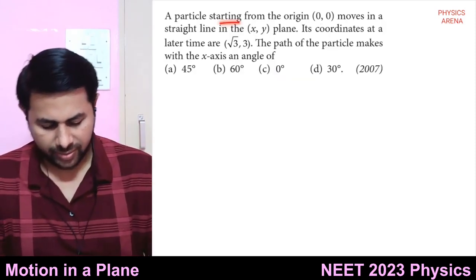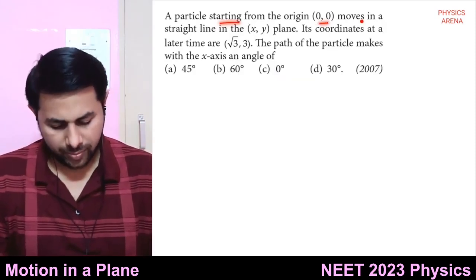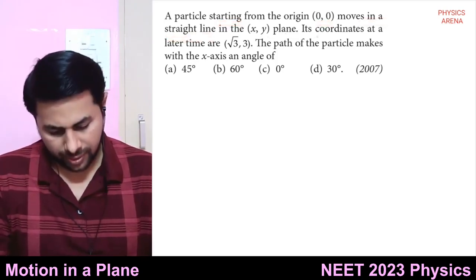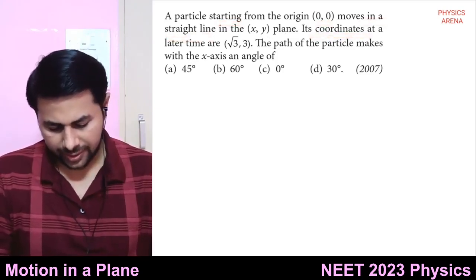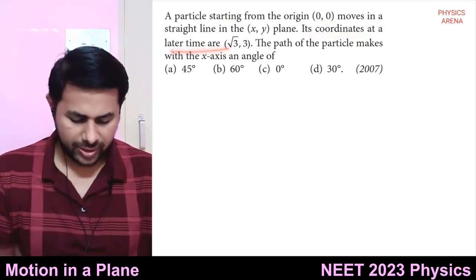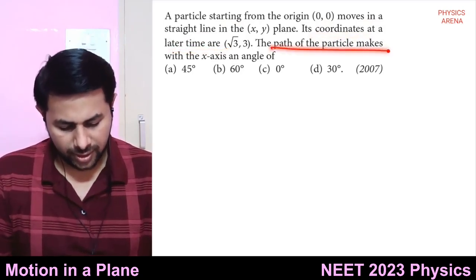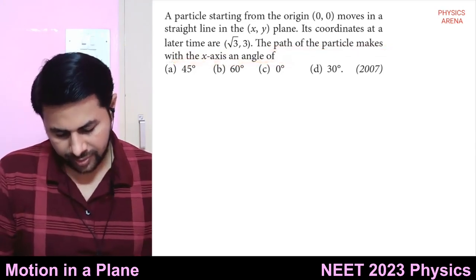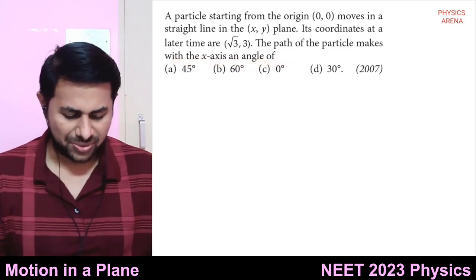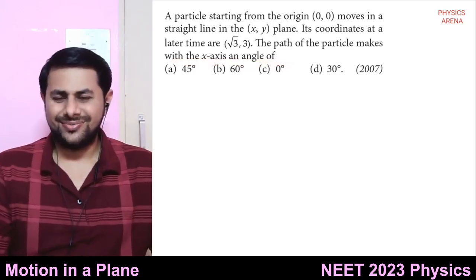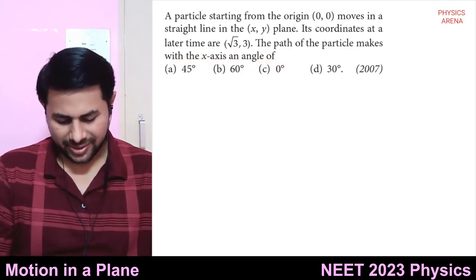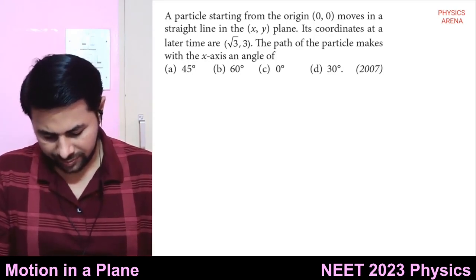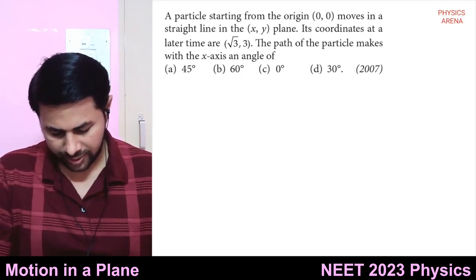A particle starting from the origin 0, 0 moves in a straight line in the xy plane. Its coordinates at a later time are square root of 3, 3. The path of the particle makes with the x-axis an angle of... So how to solve this? This is very simple, right? It starts from the origin.